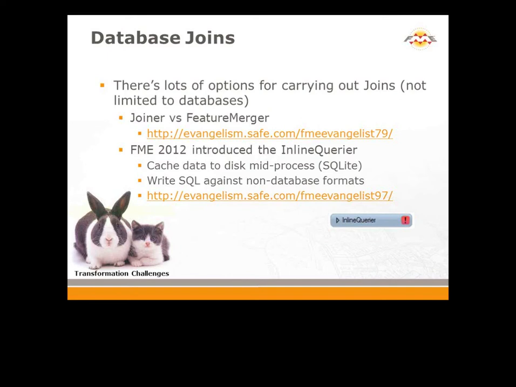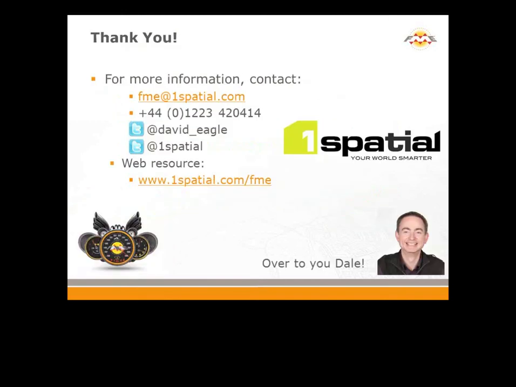There's also a transformer that I've made a good bit of use of. It's the inline querier, and it's a particular favorite of mine because it actually allows you to cache your data to disk mid-process, which allows you to pull data out of memory, and that's sort of a byproduct of its intended use. Really, the main part of this transformer is that under the bonnet it has a SQLite database, and midway through your process you can take non-database formats and put them into a database environment and then write standard SQL against that data. So it's a very interesting transformer.